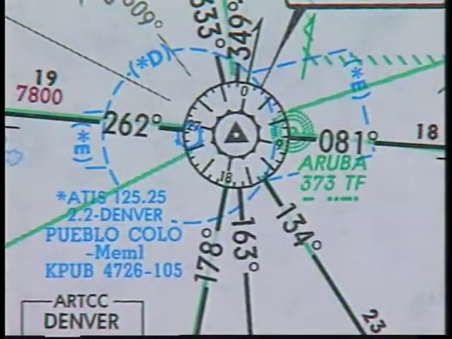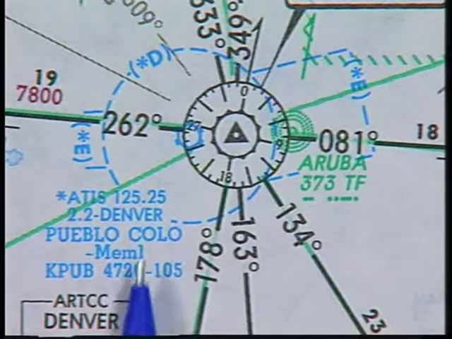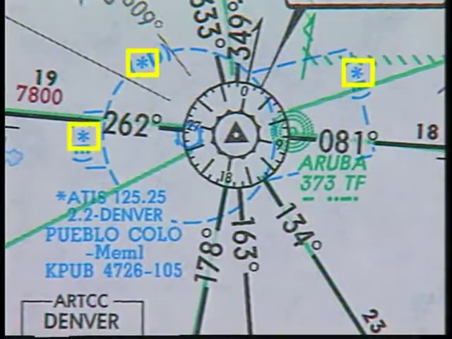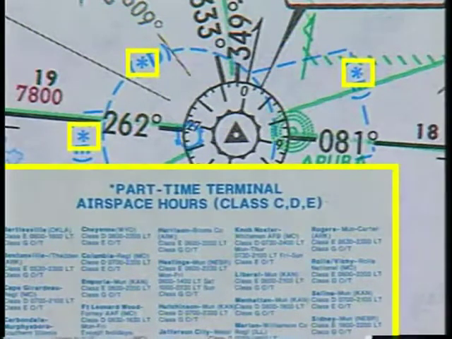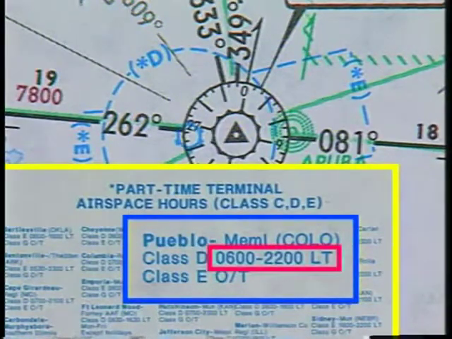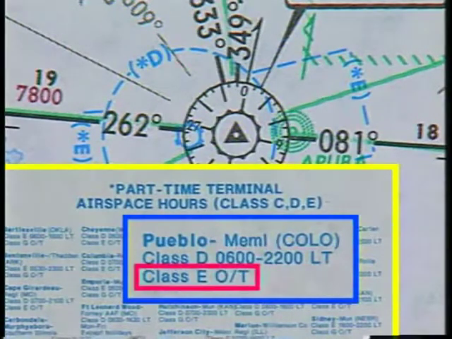The lateral boundaries of the surface area for Class D and Class E airspace are depicted with a blue dashed line. The class of airspace will be indicated within the parentheses along the boundary. An asterisk indicates that the hours of operation are found on the back panel in the section entitled Part-Time Terminal Airspace Hours, Class CDE. In this example, the airspace is Class D. Effective times are 0600 to 2200 local time. The airspace becomes Class E at other times.